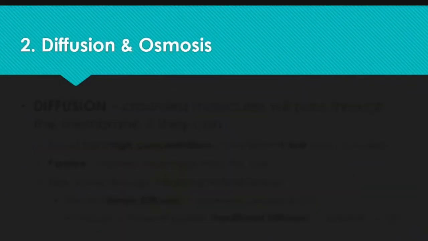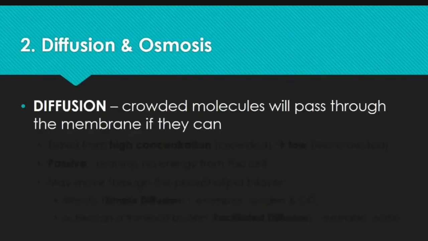All right, 2, diffusion and osmosis. So when you're talking about transport, the most basic type of transport is diffusion. And basically, to understand diffusion, we say molecules move from a high concentration to a low concentration. And that's true. But a better way of thinking about it, a little easier way, is that very crowded molecules will eventually bump and jostle each other until they move to less crowded places.